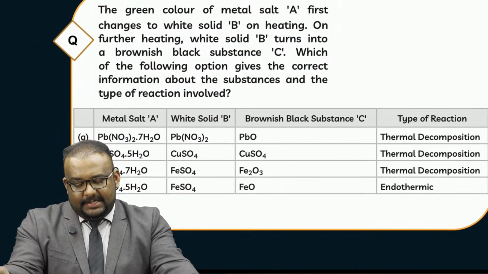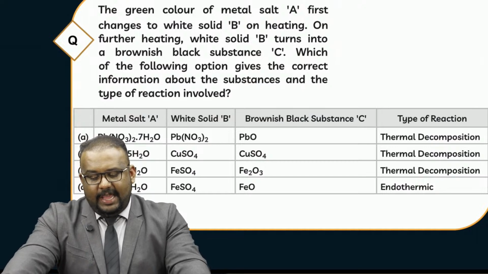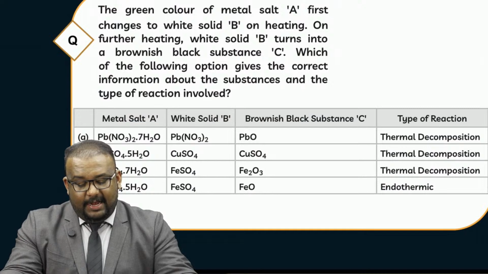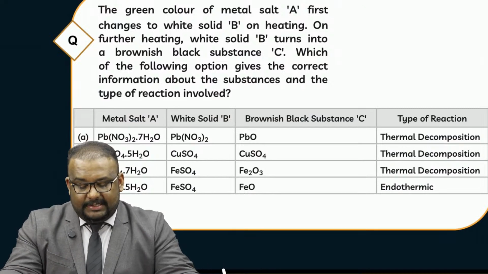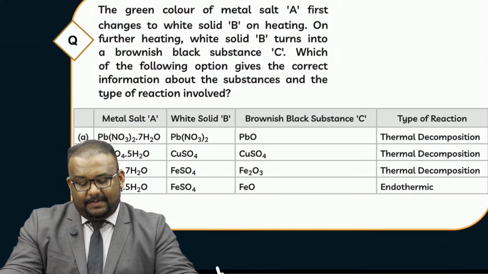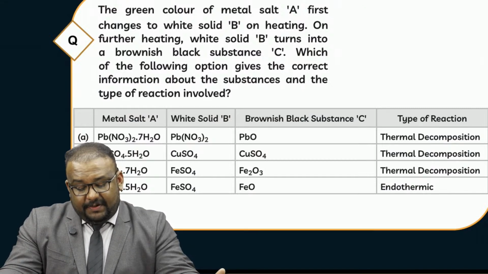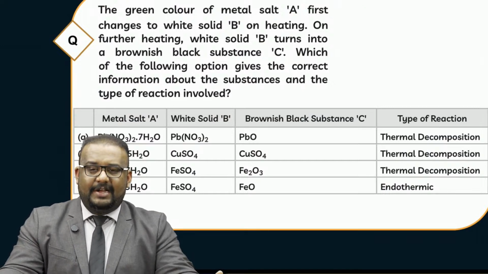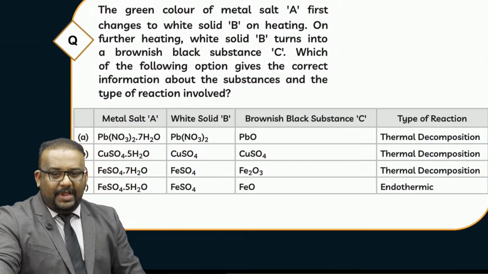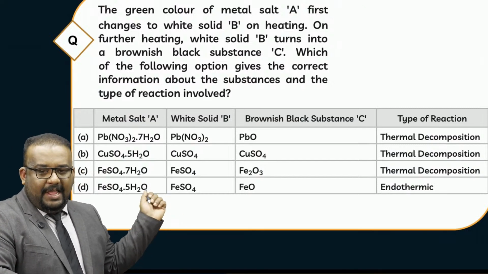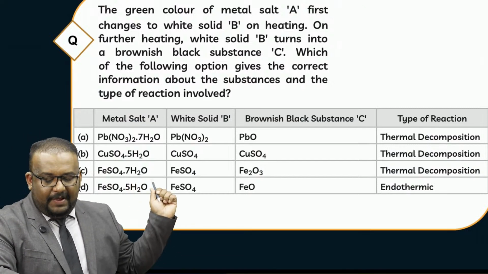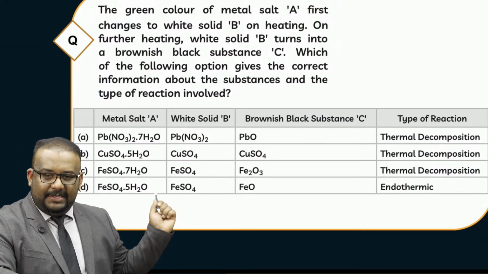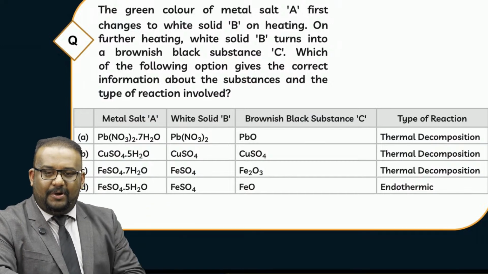Okay, here is the question. The green color of metal salt A first changes to white solid B on heating. On further heating, white solid B turns into a brownish black substance C. Which of the following options gives the correct information about the substances and the type of reaction involved? In the table, a few salts are given: lead nitrate .7H2O, CuSO4.5H2O, FeSO4.7H2O, FeSO4.5H2O.